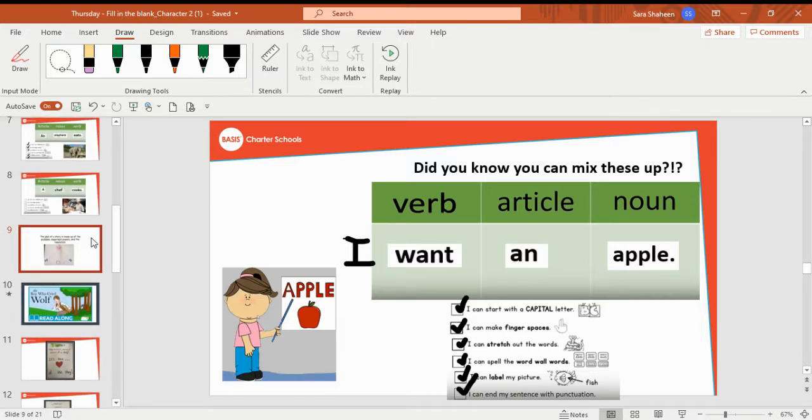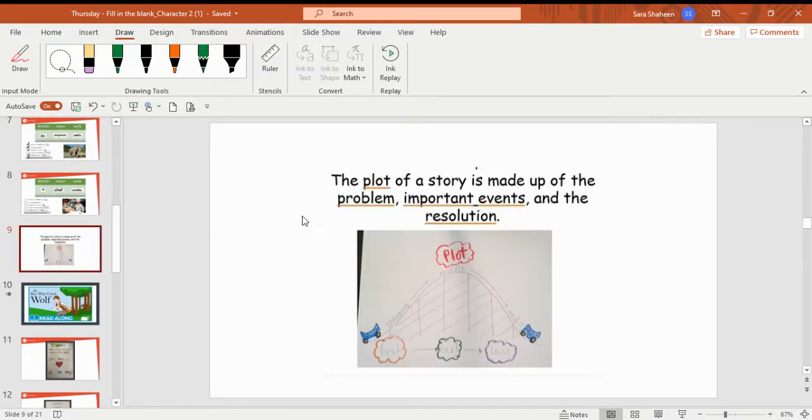Okay, now I would like to switch gears to our reading. And let's remind ourselves, we talked about the plot in a story. The plot was the sequence of events, the order that events happen in a story, and probably the most important part, because it's through the plot that we learn about our characters and the setting and everything comes together. We said the plot is made up of 3 different parts. We have important events, a problem, and then a resolution at the end.